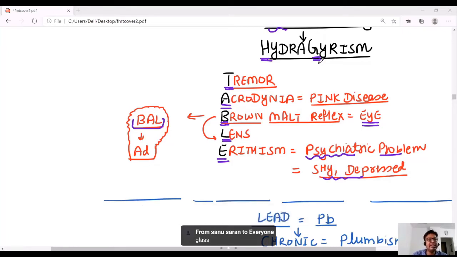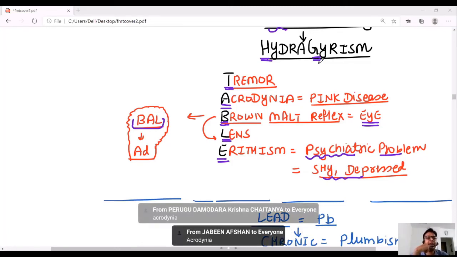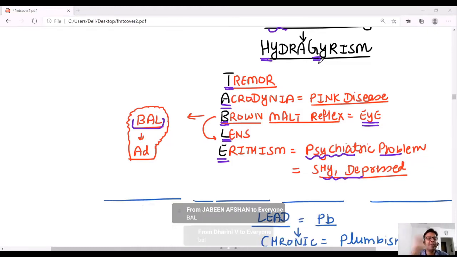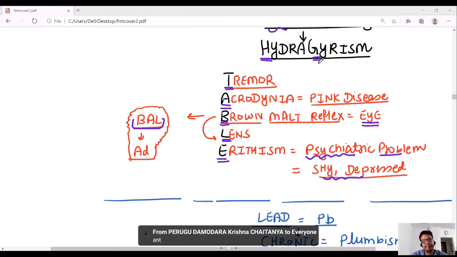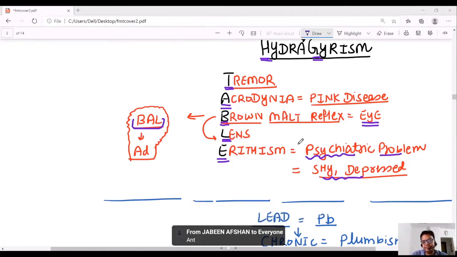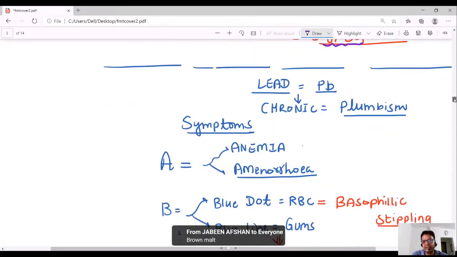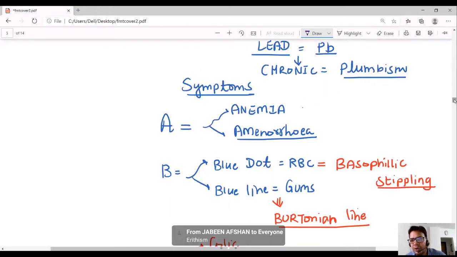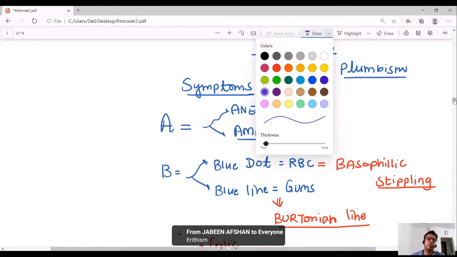What is another name of pink disease seen in mercury poisoning? Acrodynia. What is the antidote for mercury? BAL. From the table, remember BAL. In which part of the lens is mercury deposited, anterior lens capsule or posterior lens capsule? Anterior lens capsule. Which reflex is seen in the eye? Brown malt reflex. The psychiatric problem in mercury poisoning is known as erethism. Mercurial erethism. The person becomes shy and depressed.